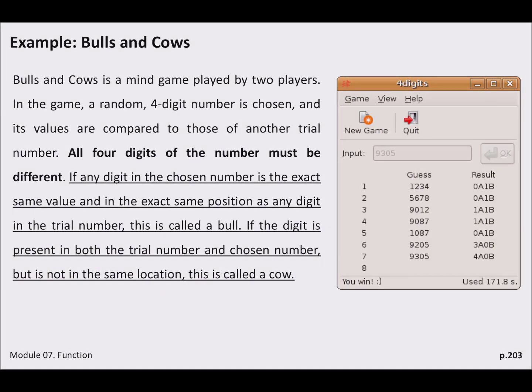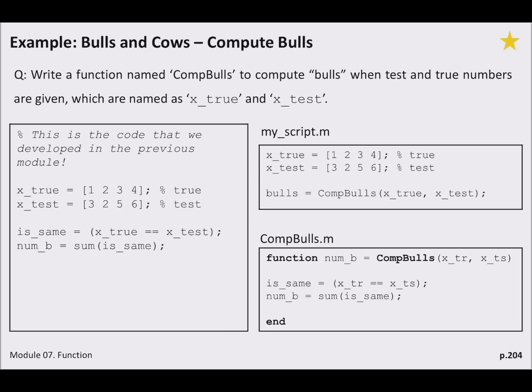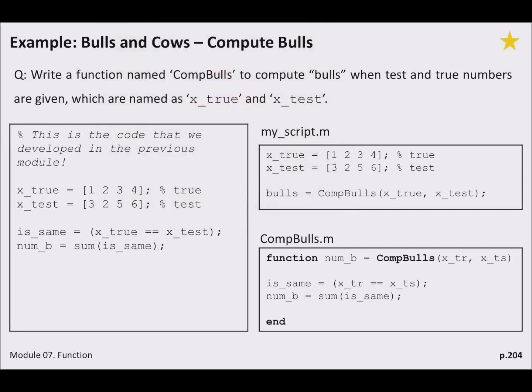So let's start with a problem that we are familiar with, the bulls and cows. I'm not going to repeat the rules of bulls and cows again. How do we write a function to compute bulls? To compute bulls, what's the input? The true number and the test number, right? What's the output? Of course, that's the number of bulls, right? We already coded this script to compute the bulls in module 6, using the operators.